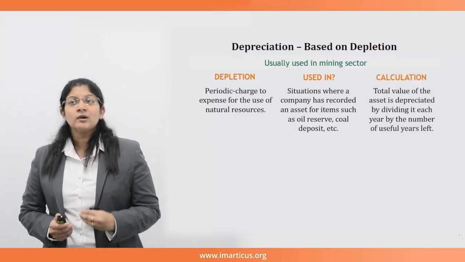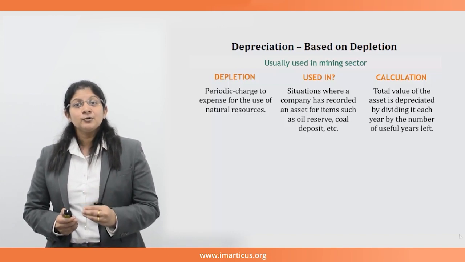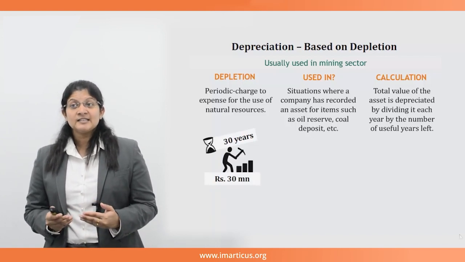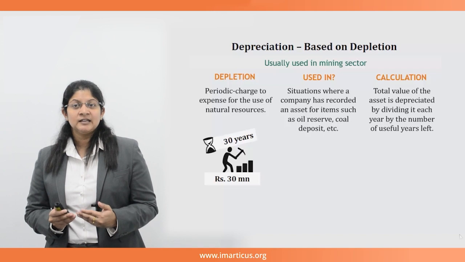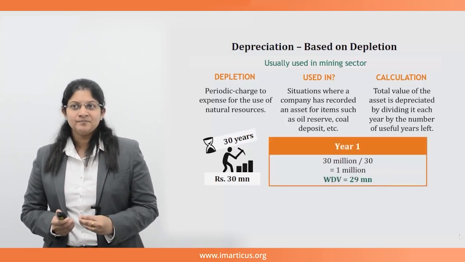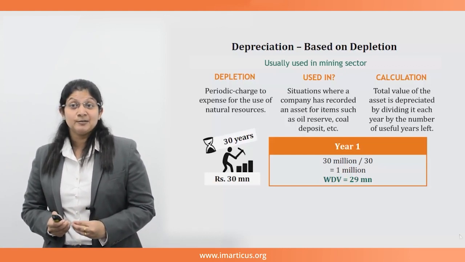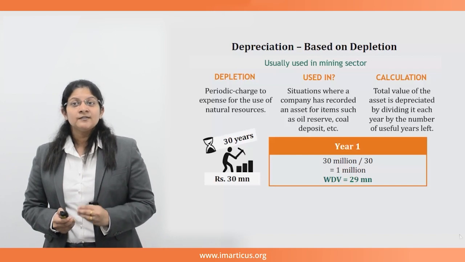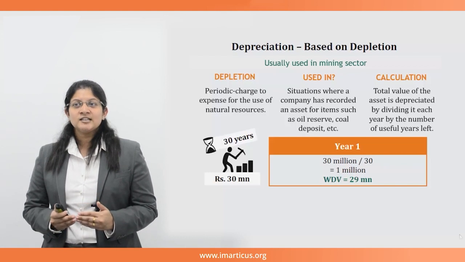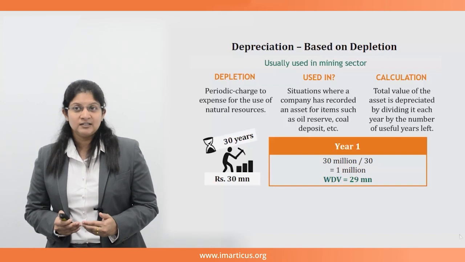In this case, the total value of the asset is depreciated by dividing it each year by the number of useful years left. So, for a mine with a life of 30 years and with initial cost of say 30 million, hypothetically, in the first year, depletion would be 30 million divided by 30, that is 1 million. So, the WDV at the end of year 1 would be 29 million. In year 2, the WDV would be depleted over 29 years and not 30 years, since the cost has to be recovered over the remaining useful life of the mine, which is 29 years and not 30 years.